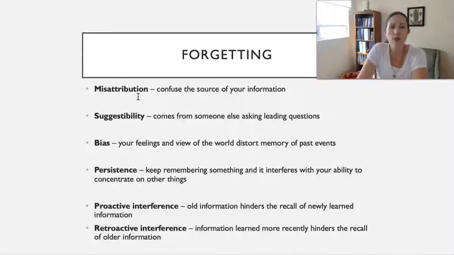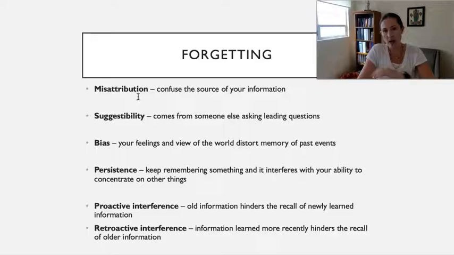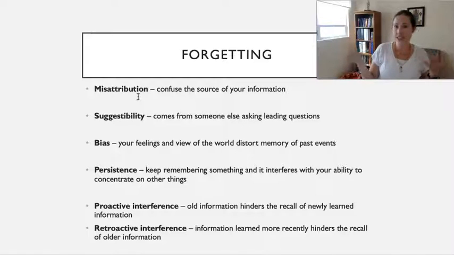Suggestibility comes from someone else asking leading questions. That's what we just talked about with that misinformation effect. And bias is your feelings or view of the world distort your memory of past events. The way you basically remember things the way you want to remember them. And then finally, the last of these 7 sins of memory is persistence, which is when you keep remembering something and it interferes with your ability to concentrate on other things. You've got a song stuck in your head or something traumatic happened and it just keeps coming to mind. That's persistence.